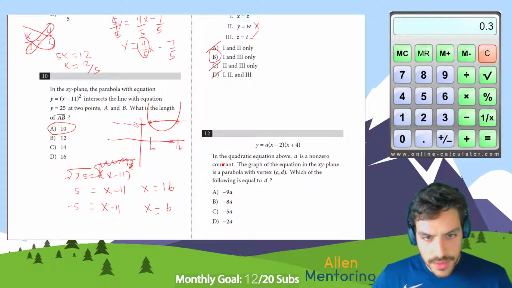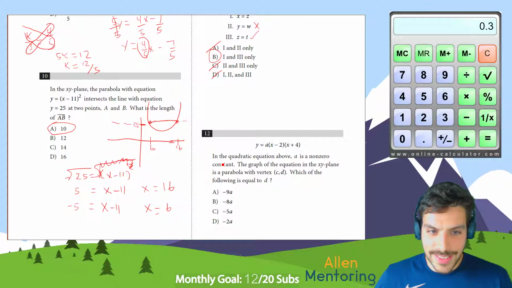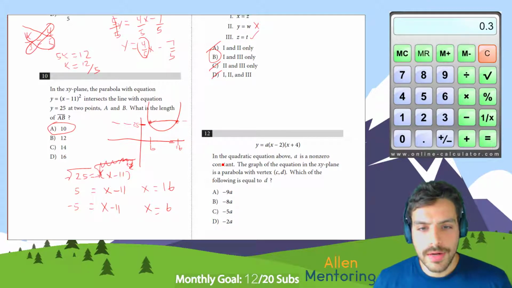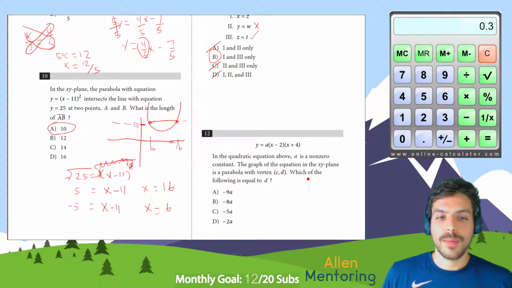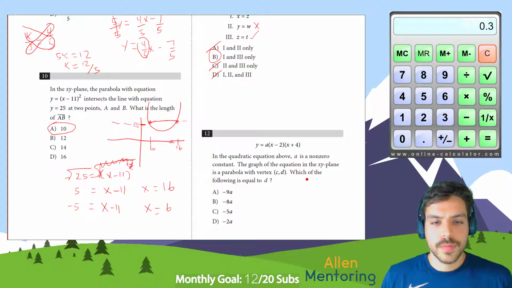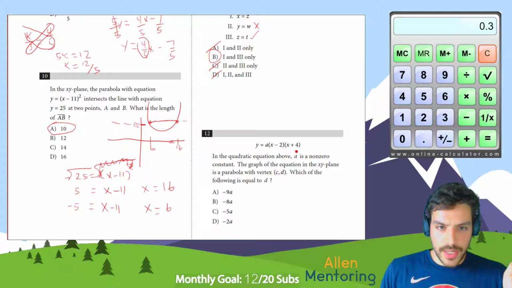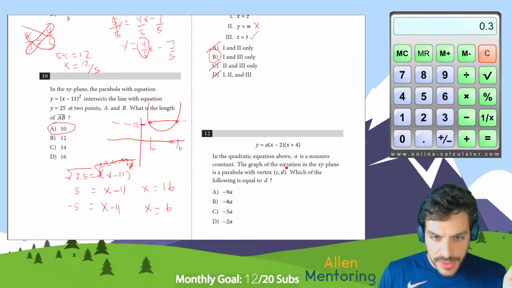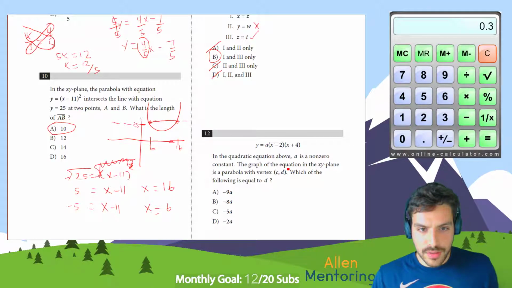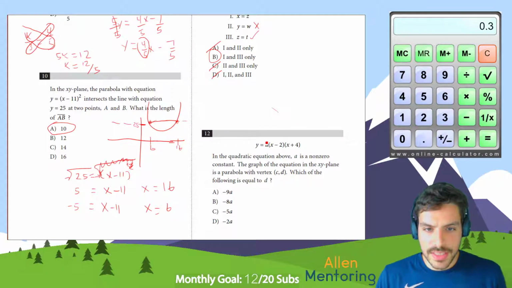Alrighty, in the quadratic equation above, a is a non-zero constant. The graph of the equation in the xy plane is a parabola with vertex (c, d). Which of the following is equal to d? Okay, so we need to basically find out what the vertex is. What is the vertex (c, d)?